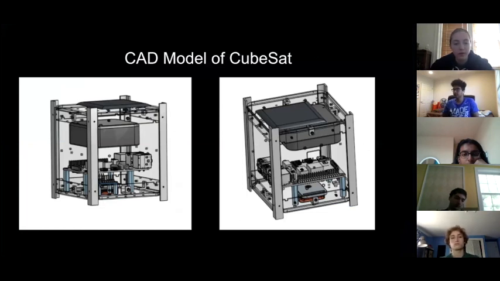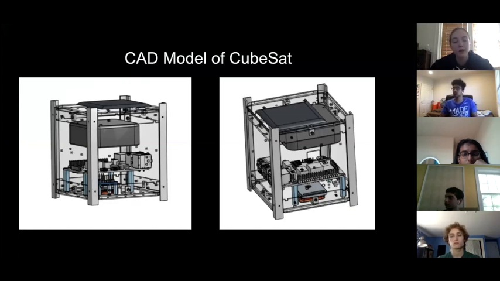Throughout this process, we also needed to create a physical structure for a CubeSat that would house all the different components and also fit within the constraints of a 1U CubeSat. So we made this computer model that shows our Raspberry Pi, our inertial measurement unit, our battery, and solar panel, in a 10 centimeter by 10 centimeter by 10 centimeter cube, which is the size of a 1U CubeSat.